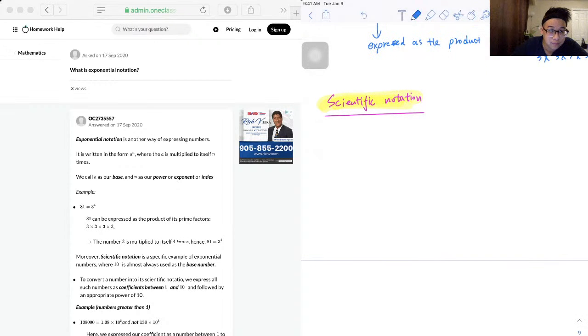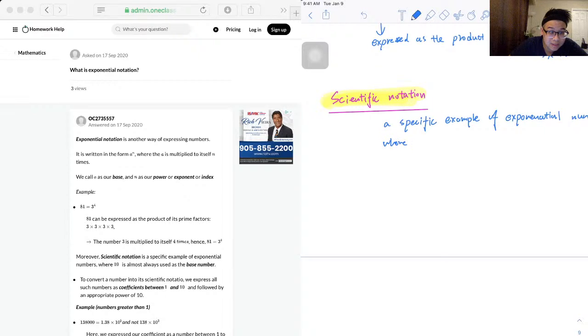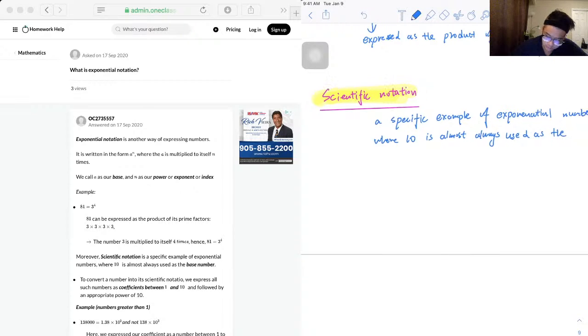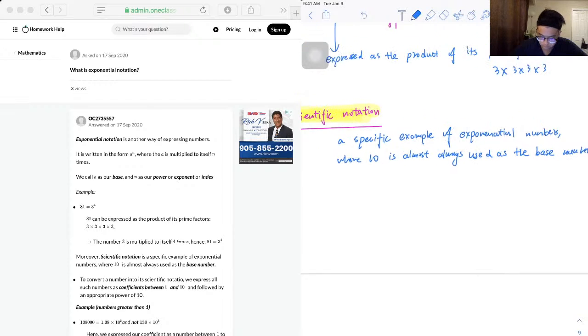So let's write this down. A specific example of exponential numbers where 10 is almost always used as a base number. It's the base number. Right.